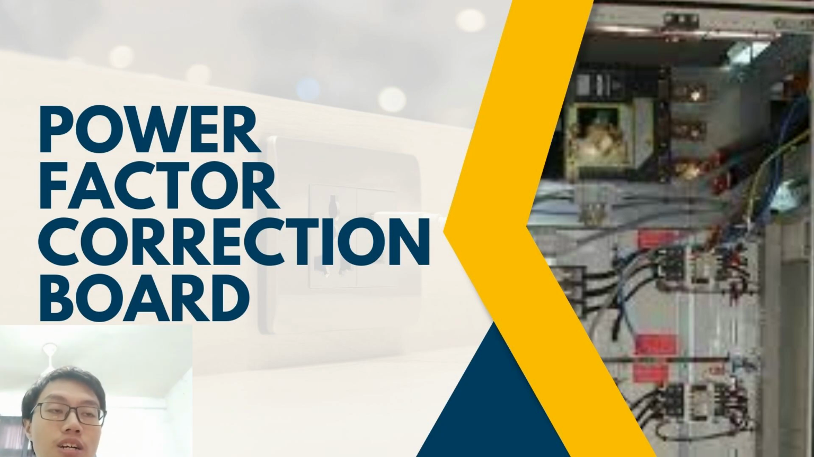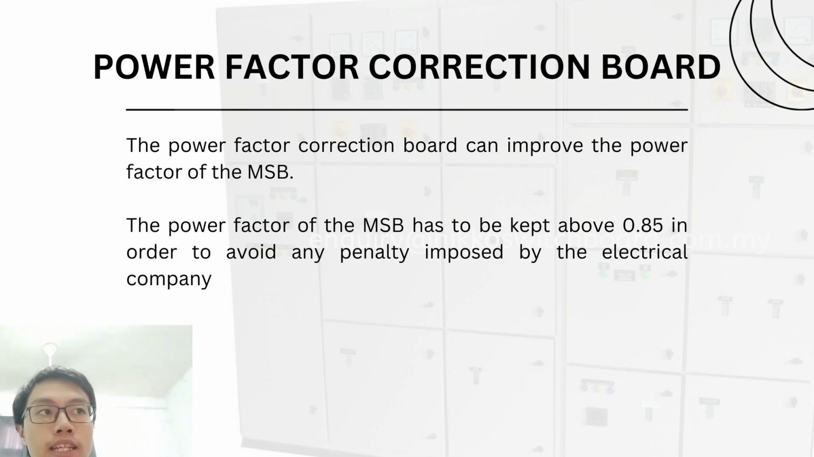The next thing I'd like to talk about is the power factor correction board, or PFCB for short. A power factor correction board can improve the power factor of the MSB. The power factor of the MSB has to be kept above 0.85 to avoid any penalty imposed by the electrical company.